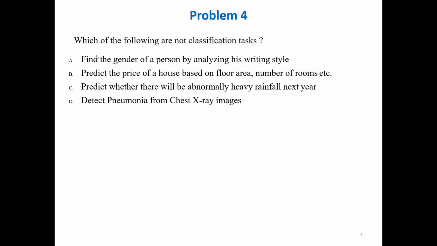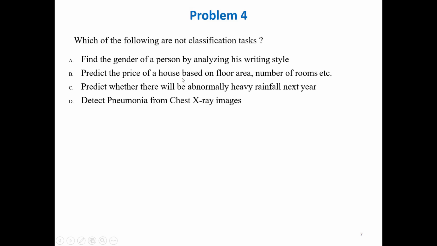Which of the following are not classification tasks? We know that in classification the output is categorical in nature, and in a regression problem the output is continuous in nature. So out of these 4 options we will have to find an option wherein the output is not categorical in nature. Finding the gender of a person by analyzing his writing style is categorical in nature because there can be only 2 output categories, either male or female. So it is a classification problem.